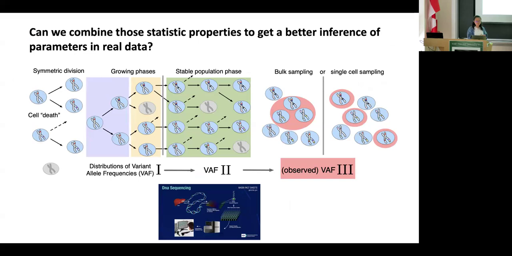So the question is, can we combine these statistical properties to get a better inference in real data? What people are used to is that you either use the site frequency distribution or use other information to infer parameters. But if now we have both pieces of information, can they improve the inference?